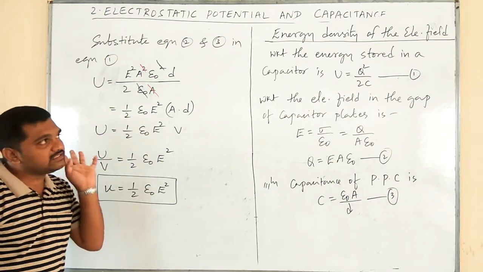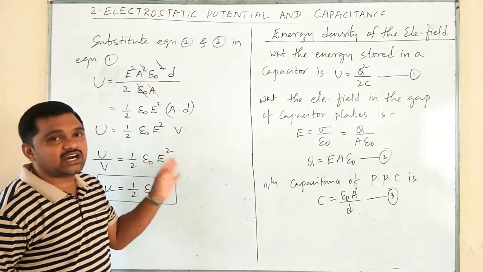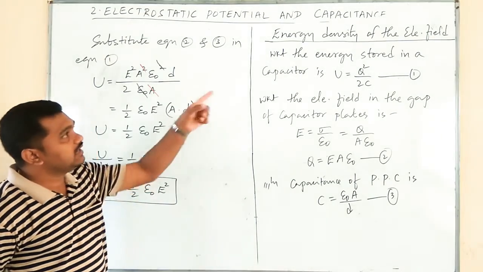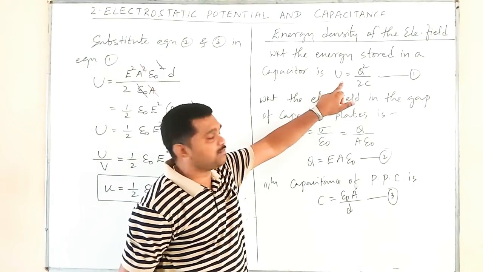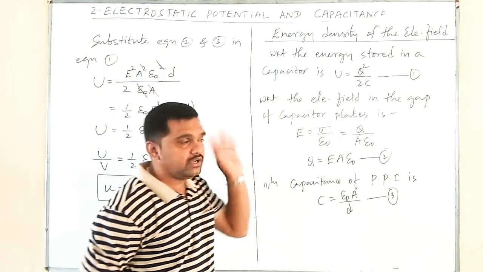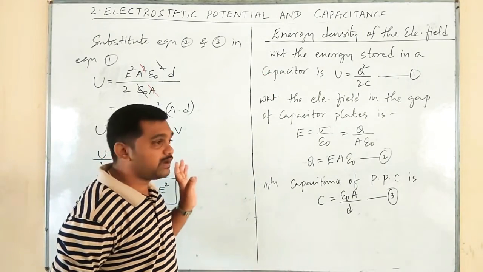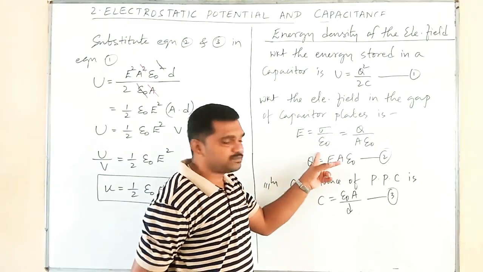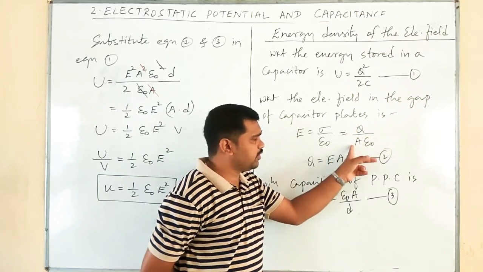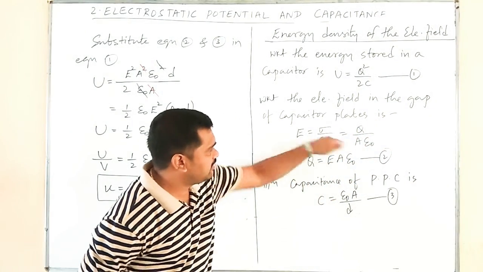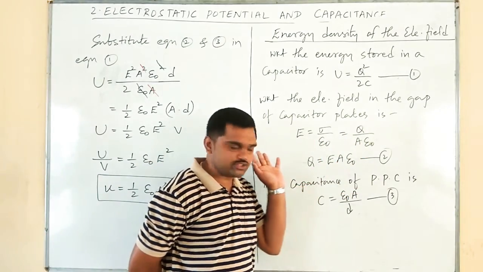Please remember, energy density of the electric field means energy stored per unit volume of a charged parallel plate capacitor. Next, how to derive the expression for energy density: by taking the energy stored in the capacitor, U is equal to Q square by 2C, equation number 1. By taking the expression for electric field in the gap of the two plates of the parallel plate capacitor, sigma over epsilon naught, in place of sigma. Sigma is charge per unit area, therefore Q upon A into epsilon naught. So I have rearranged the terms. Q is equal to EA epsilon naught. I have called it equation number 2.